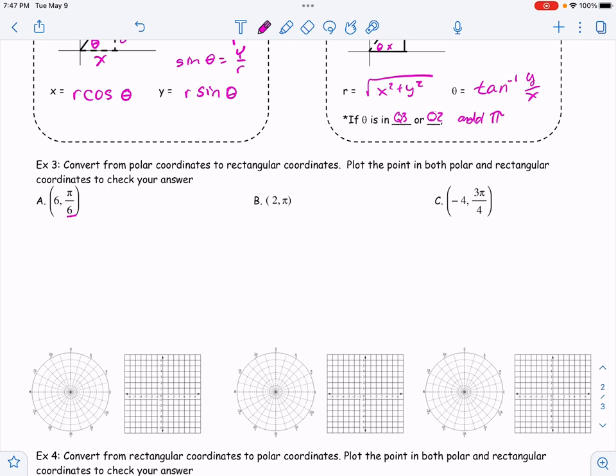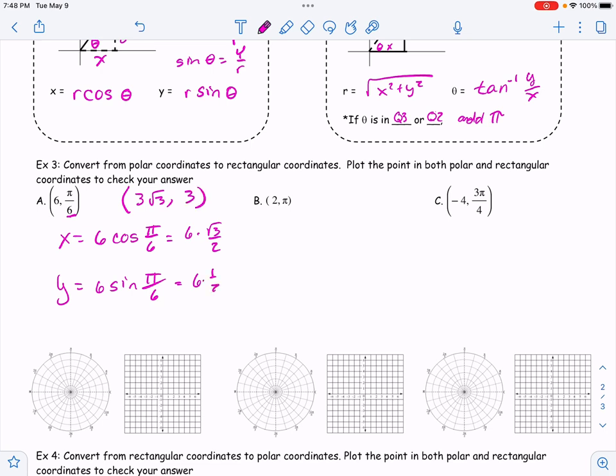All right, so this is polar. It's got an angle in it. So I know that x is equal to 6 times the cosine of pi over 6. And y is equal to 6 times the sine of pi over 6. Well, the cosine of pi over 6 is root 3 over 2. So you end up with an x coordinate of 3 root 3. And the sine of pi over 6 is a half, so 6 times a half is 3.